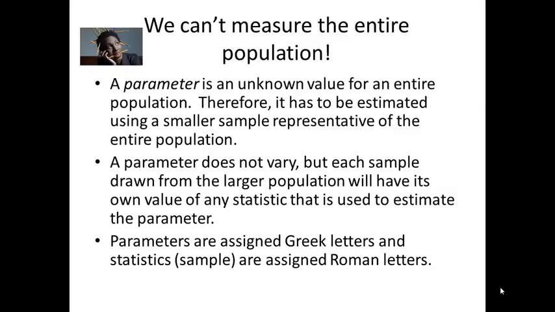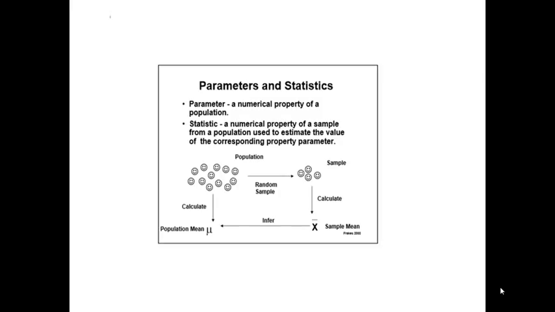Parameters are assigned Greek letters and statistics, or the sample, are assigned Roman letters. This is very important to remember. So you see here, a parameter is a numerical property of a population and a statistic is a numerical property of a sample. So for the sample we'll use, say, X bar for the mean, and you see the mu here represented for the larger unknown population.